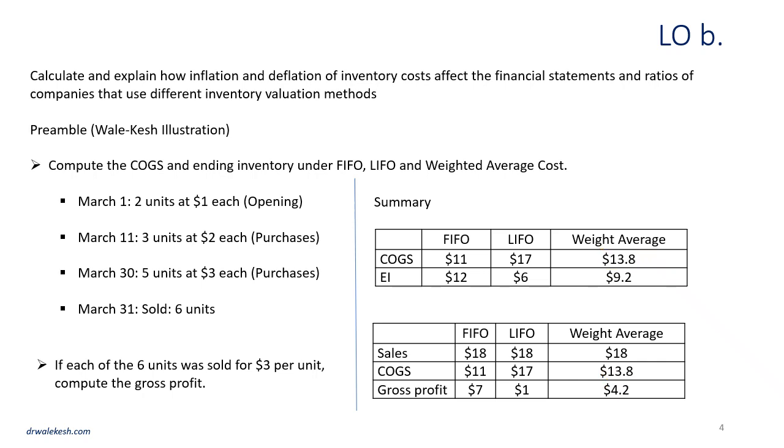It is worth noting that among these 3 inventory valuation methods, FIFO recorded the highest gross profit and LIFO recorded the lowest gross profit. Weighted average cost is in between.